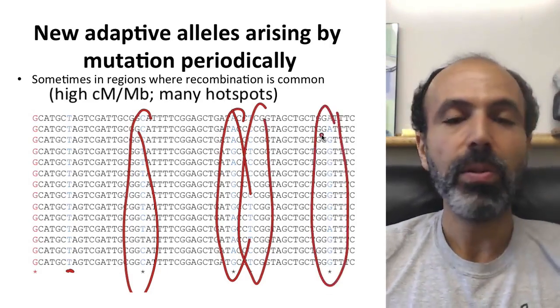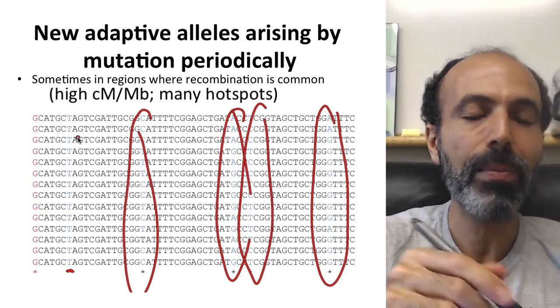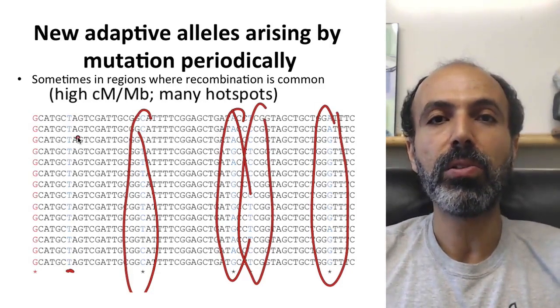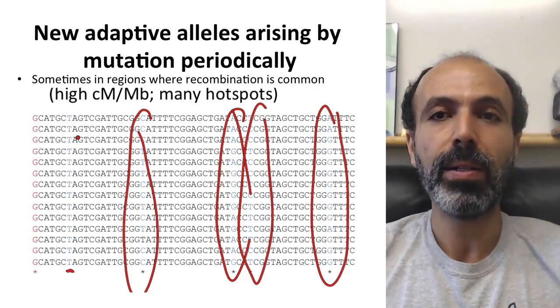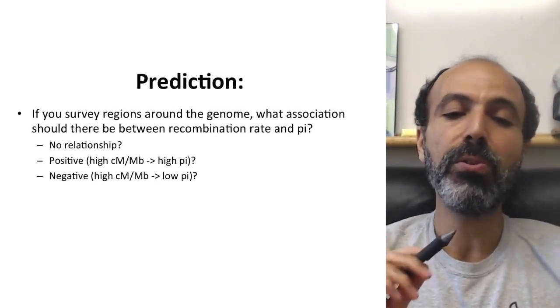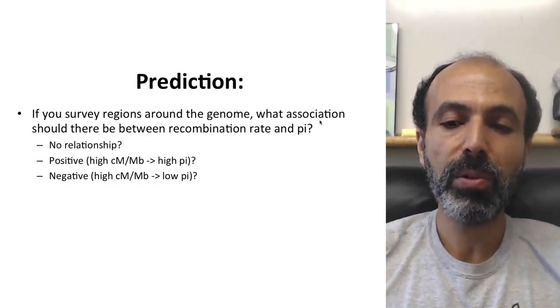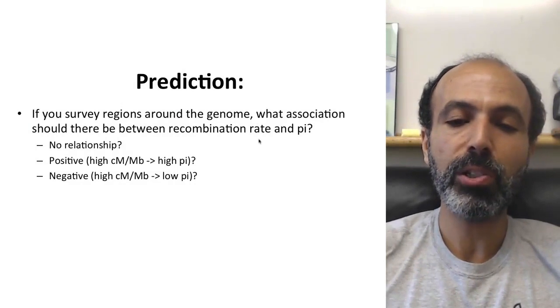So again, you maintain a high pi across most of the sequence, but you lost a tiny bit of pi because sequence very close to the spreading site lost variation. So we can generate a prediction. Our prediction is if you survey regions around the genome, then you should be able to find some sort of association between recombination rate and pi.